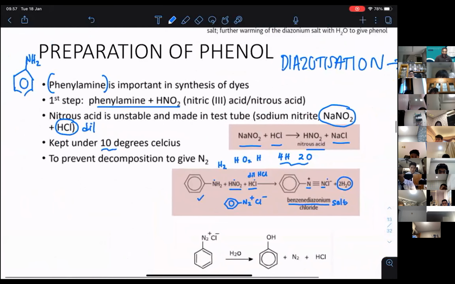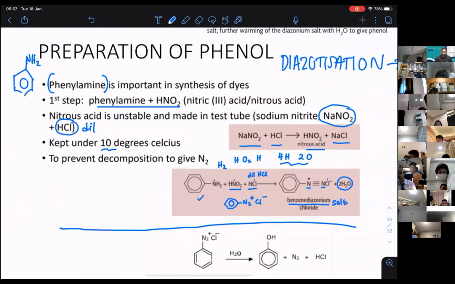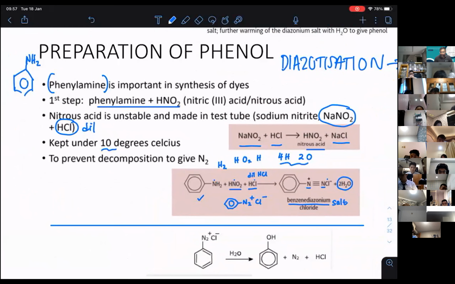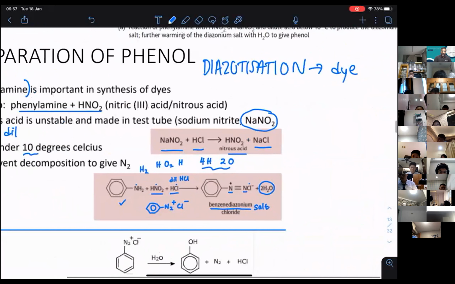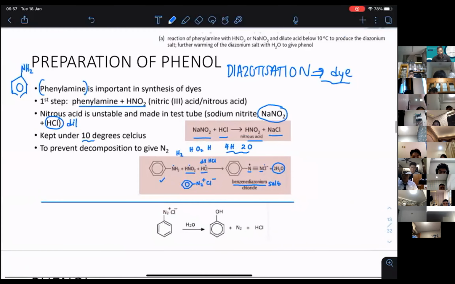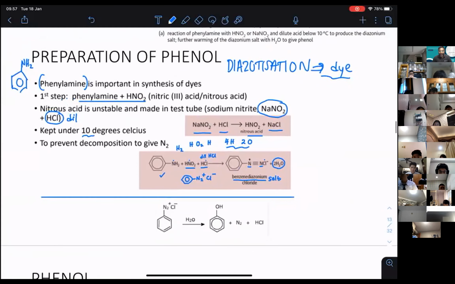Once you get the salt, we look at something apart from diazotization, which is more towards the formation of phenol. If you want to continue with diazotization to form a dye, I will show you later. There is a part 2 reaction for this; this is step number 1 only. But now we look into the preparation of phenol.